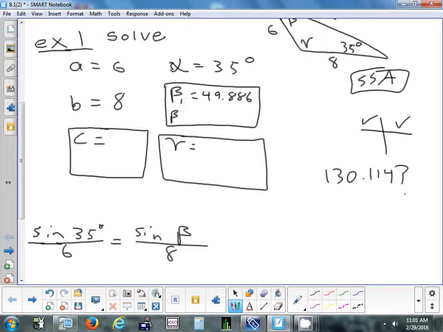So what ends up happening here is you take the angle that was given, you look at what you think the second answer is, you have to make sure they don't add up to more than 180. Okay? This time they don't. They add up to 165.114. So beta has two answers.